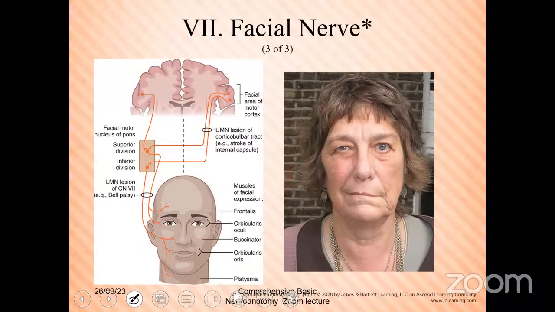The facial motor nucleus of the pons, you know that, and superior and inferior divisions are there. The superior division, or the upper part of the face, has bilateral representation. So in strokes, usually for a UMN lesion, the lower part is affected. And you can see the muscles that we have already mentioned, the facial expression muscles: frontalis, orbicularis oculi, buccinator, orbicularis oris, and platysma. These are the muscles supplied by the seventh cranial nerve. All right.